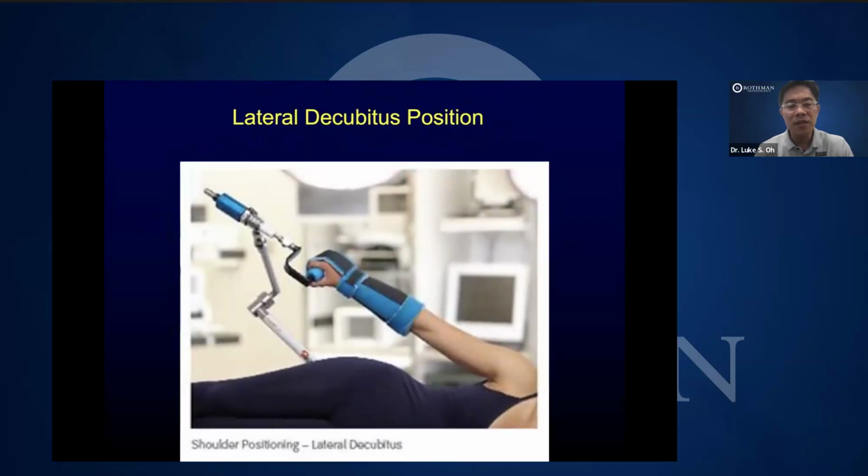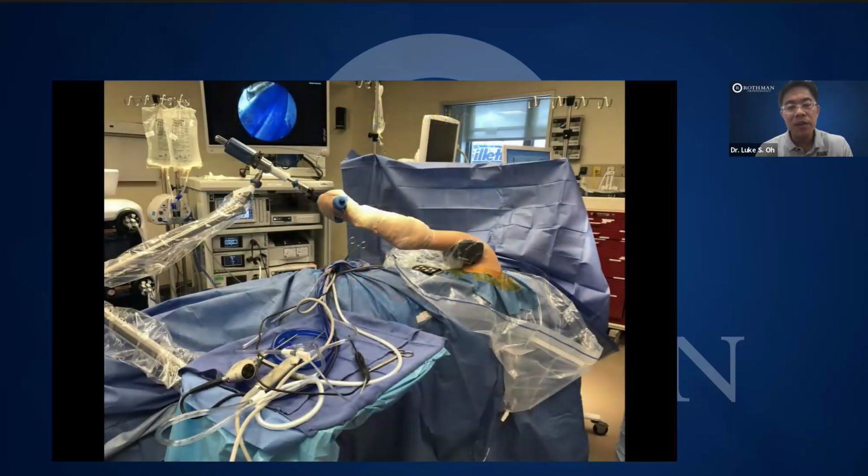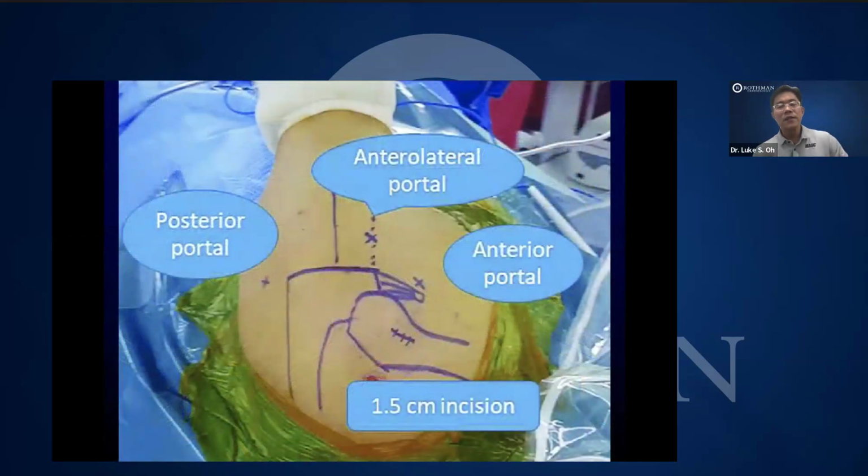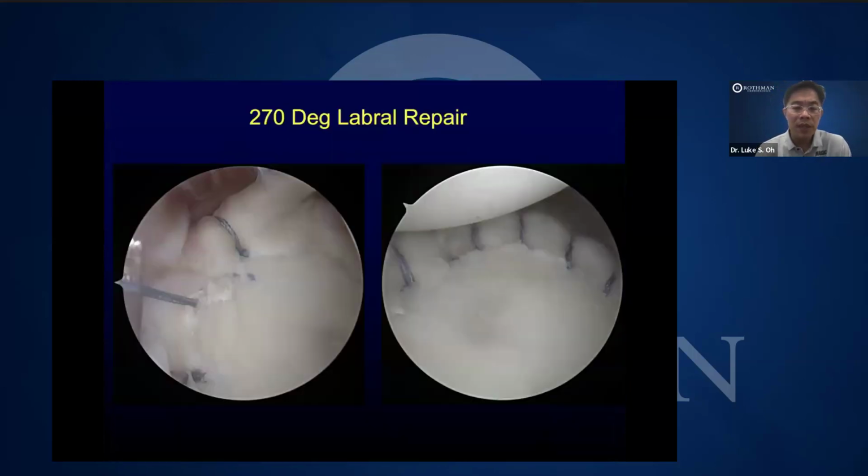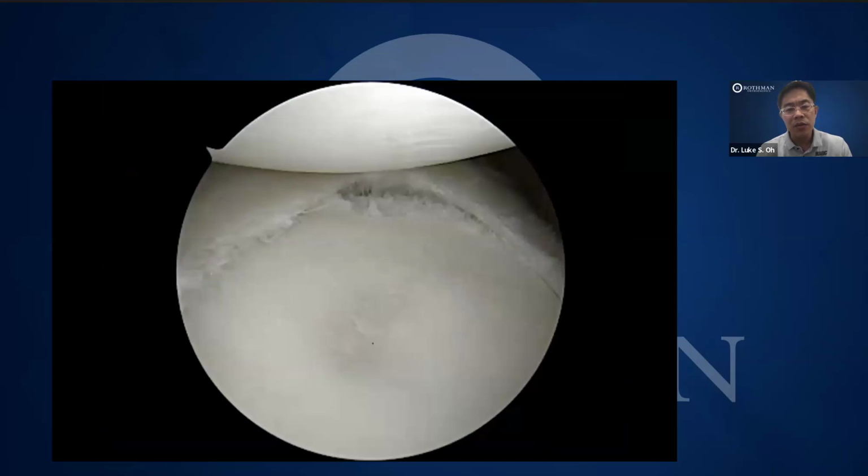So positioning wise, there are different ways to do it. You can put some weights on the end, or you can have these traction setups made by different types of companies. And so in the operating room, you can have an arm that kind of looks like this. So we use small portals. Typically, we use 3 portals for an arthroscopic labral repair. Sometimes we use more. And so in this case, this is a case of a 270-degree labral repair where you can see the sutures going through the labrum to secure it down to the socket.